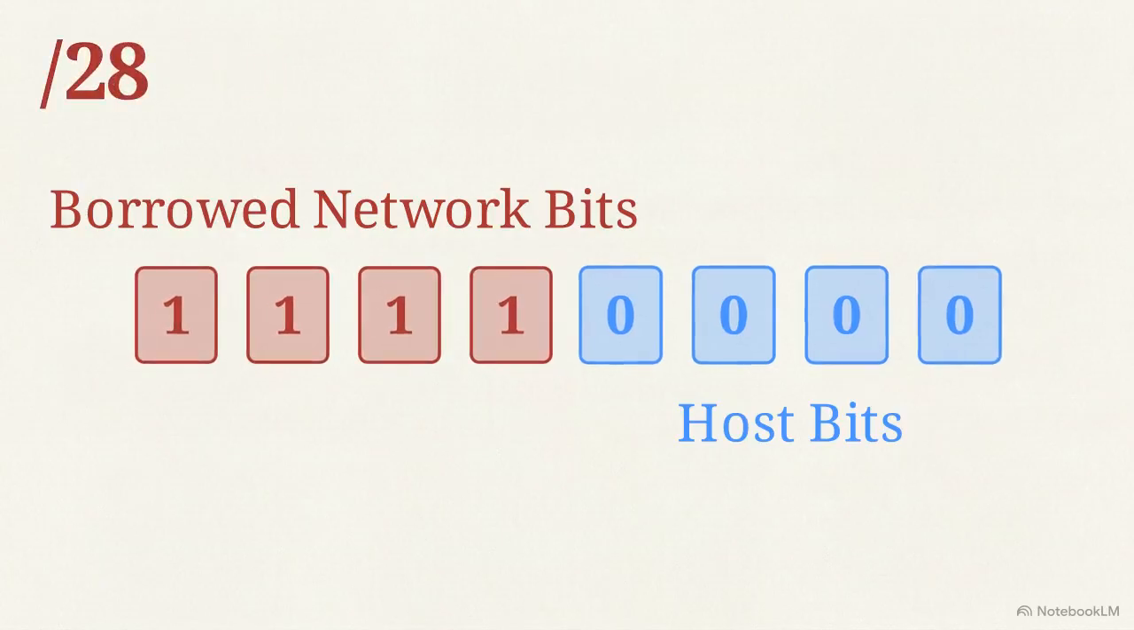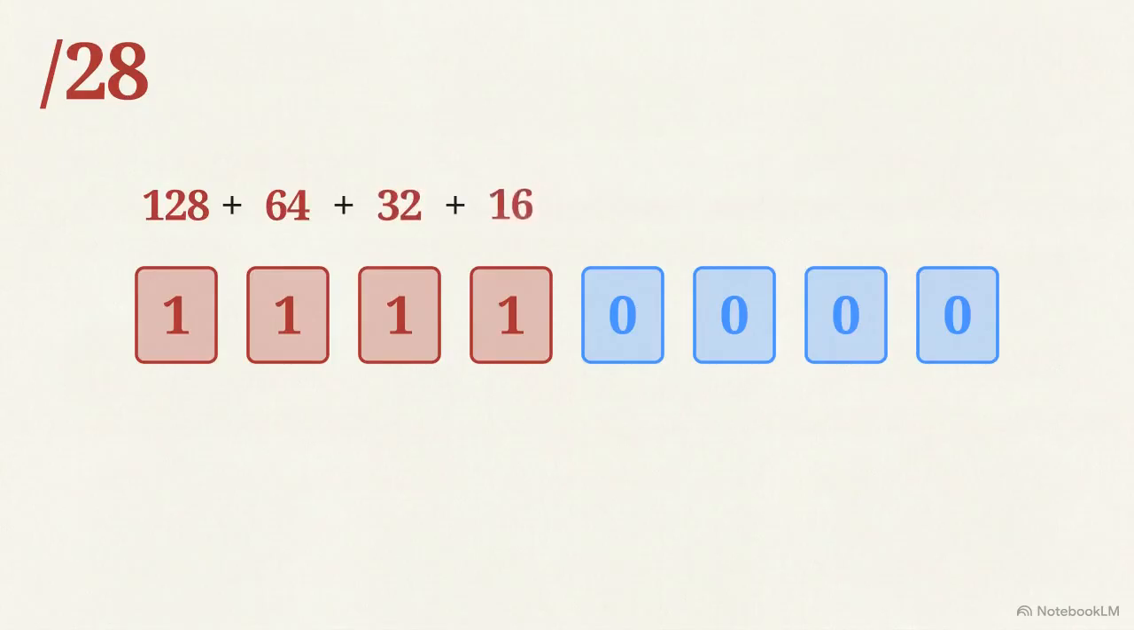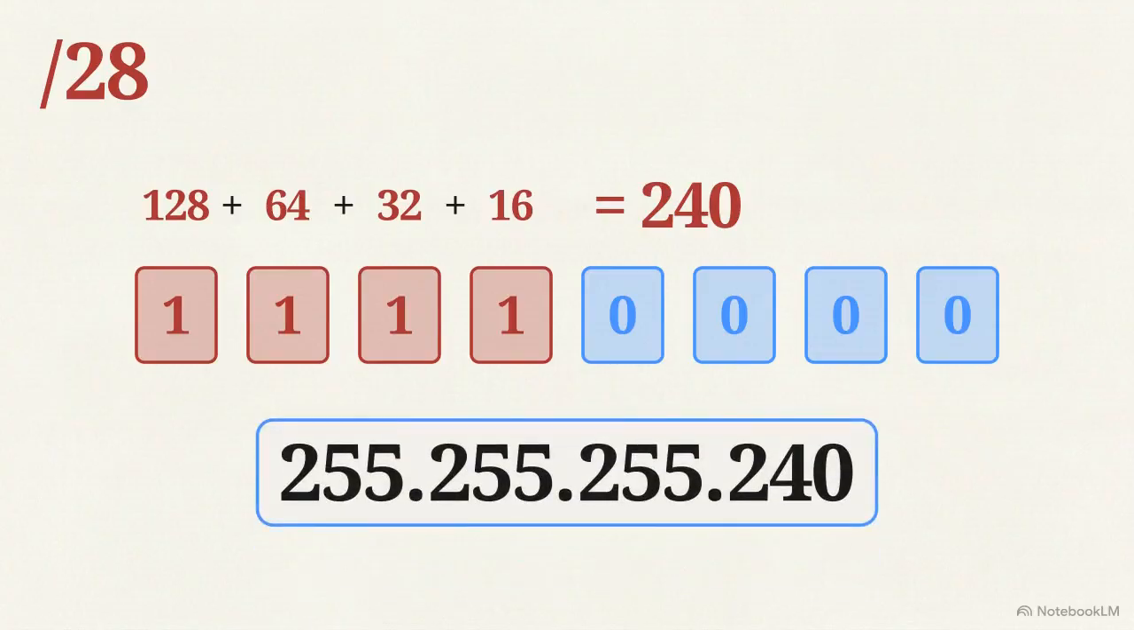Those 4 borrowed network bits read as 11110000 in binary. Applying positional weight, 128 plus 64 plus 32 plus 16, gives us a new decimal subnet mask of 255.255.255.240.